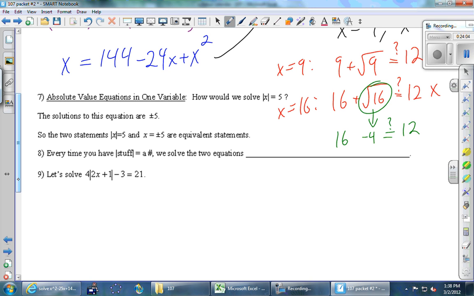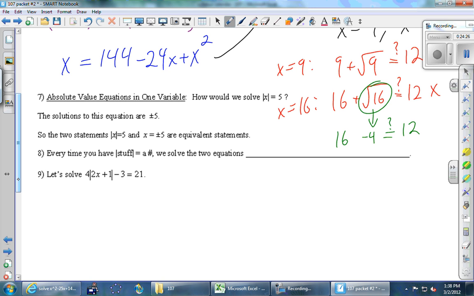Let's pause right there. Can you guys tell me a number so that when I take the absolute value of that number, I get 5? 5 works, right? The absolute value of 5 is 5. Are there any other numbers I could stick in there? Negative 5 also works, because the absolute value of negative 5 is also 5. So the solutions to that equation are plus or minus 5.